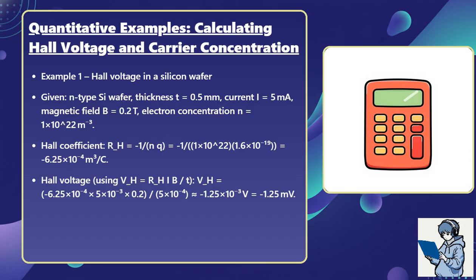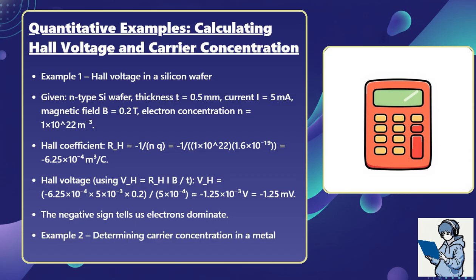V_H equals negative 6.25 times 10^-4 times 5 times 10^-3 times 0.2 divided by 5 times 10^-4, approximately equals negative 1.25 times 10^-3 volts, which is negative 1.25 millivolts. The negative sign indicates electrons dominate.